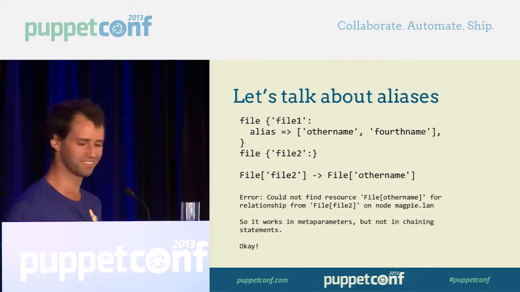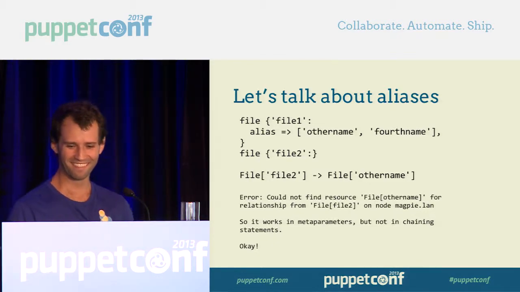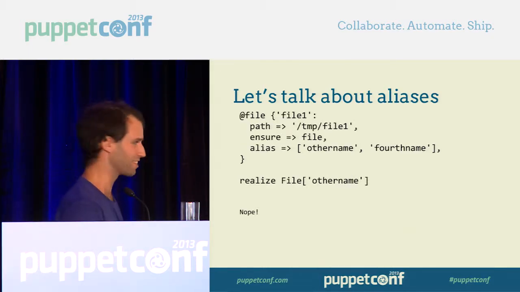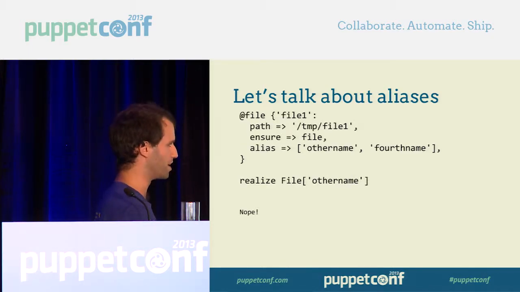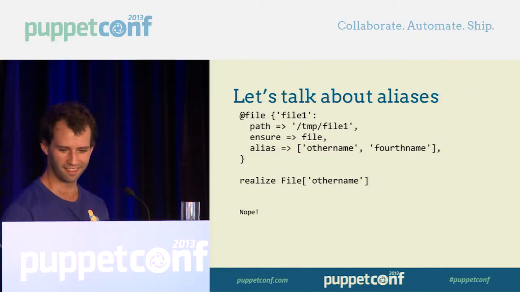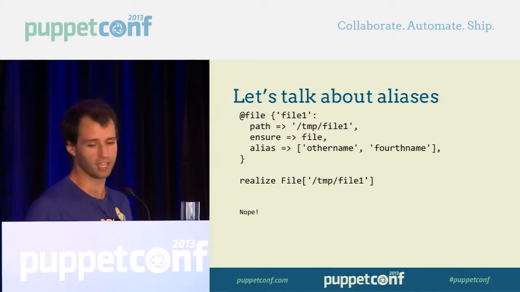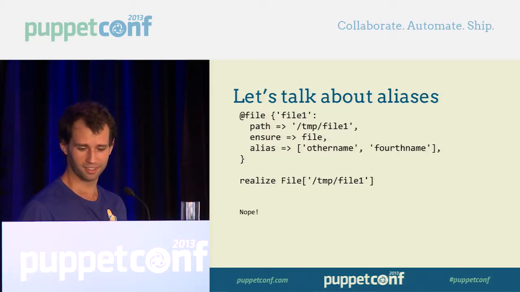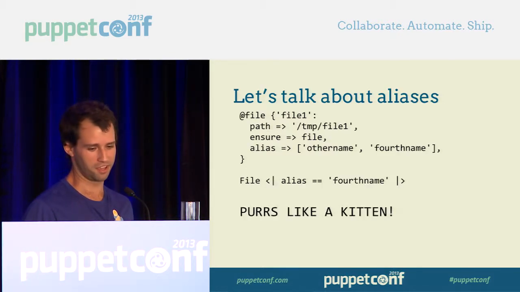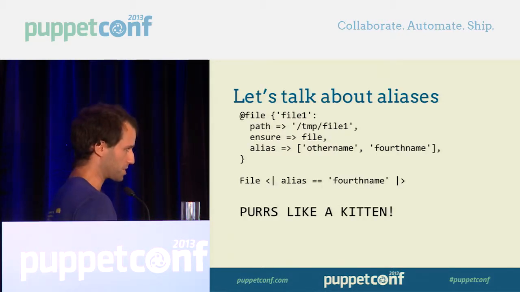Okay, how about realize? When you're using the realize function to make a virtual resource happen, no, that has to be the title. Can't even use the namevar. It just has to be the title. But if you use a collector, that totally works.